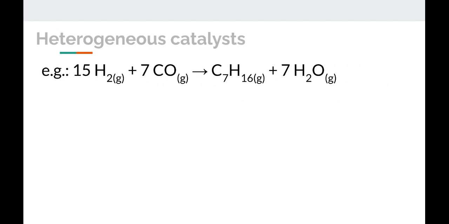This reaction is between hydrogen gas and carbon monoxide gas, and it can produce C7H16 and water vapor. In order for this reaction to occur, you have to have a 15/7 collision, all at the same time. 15 hydrogen particles have to collide with 7 carbon monoxide particles with the correct orientation for the reaction to occur. That's highly unlikely, and so this reaction rate would be impossibly slow without catalysis.